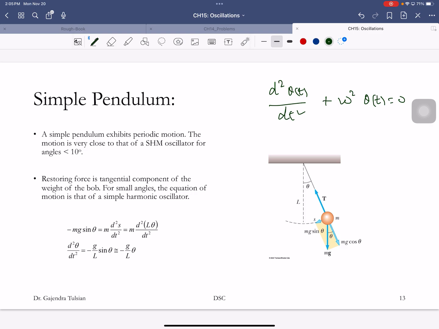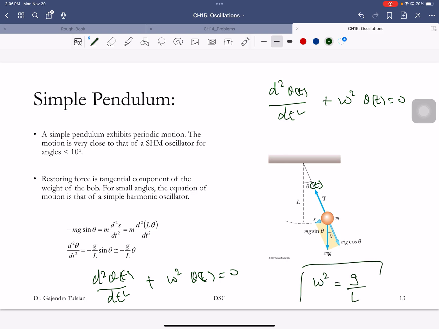Again, if you're measuring, the configuration of the system is measured by this angle, theta(t), and so the differential equation governing that is exactly the same. Okay, d squared theta(t) divided by dt squared plus omega squared theta(t) equal to 0. And omega squared in this case is g over L. g is the acceleration due to gravity. L is the length of the pendulum.